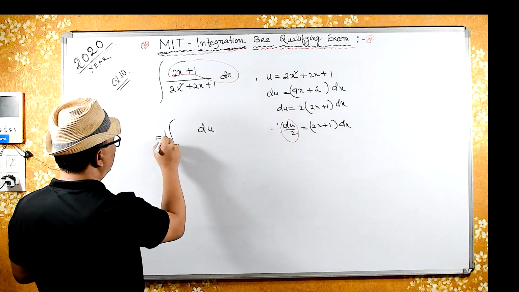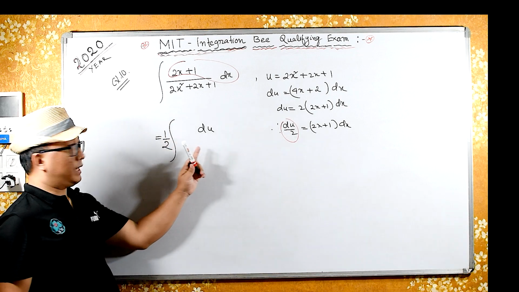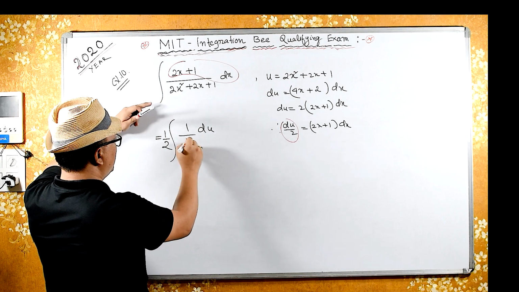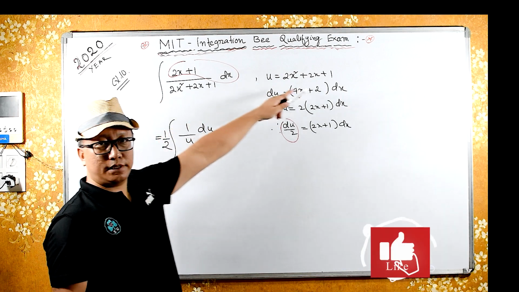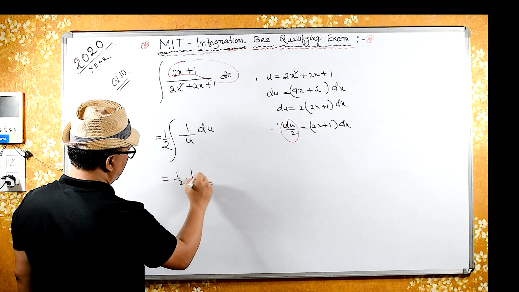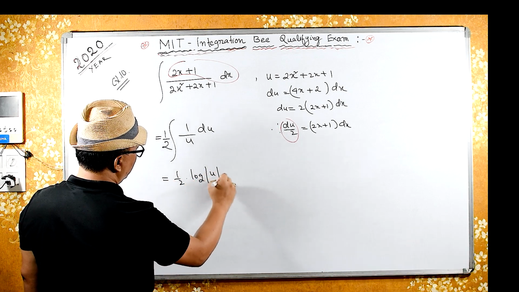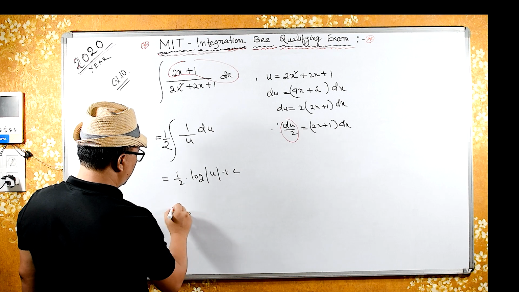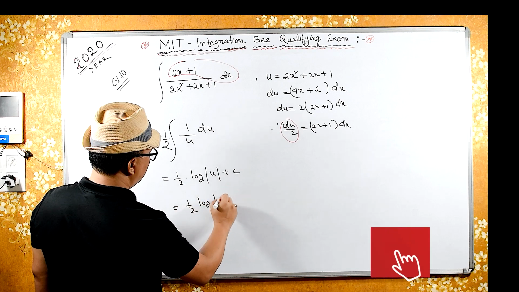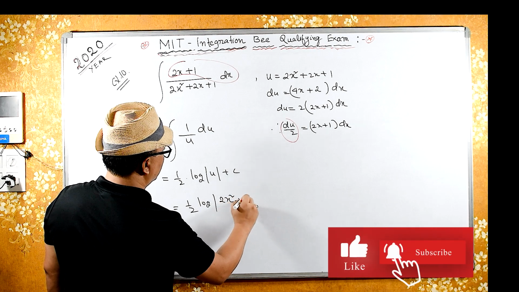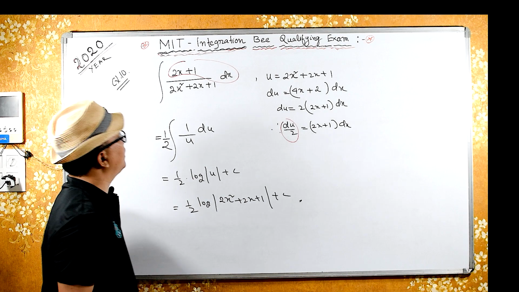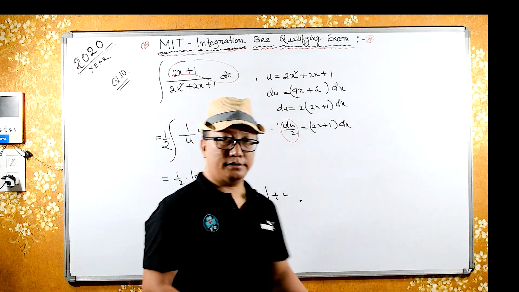Okay. Therefore this integral becomes du upon 2. I am taking the 1 upon 2 outside. This whole term is u. Therefore integration of this is half log of mod u plus some constant, that is half log of 2x square plus 2x plus 1 plus c. This is your answer for question number 10.